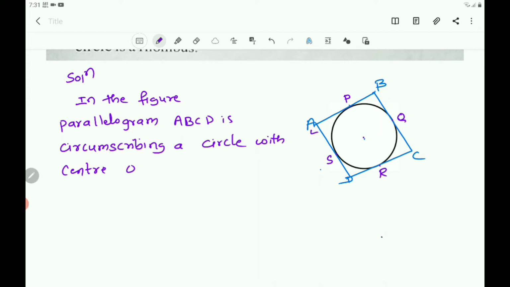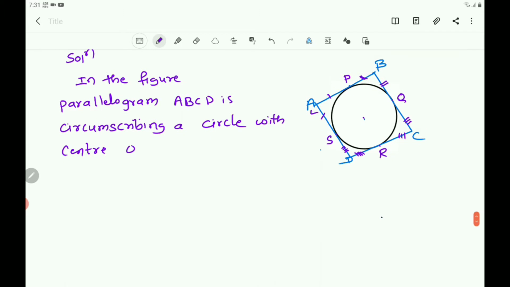So here A is an external point. From the point A there are two tangents AS and AP, and they are equal, and from the external point B the tangents are BP and BQ, and also they are equal, and from the external point C the tangents CQ and CR are also equal, and from the external point D the tangents are SD and RD, they are also equal.